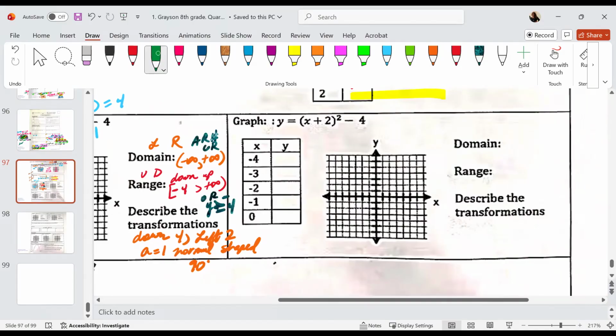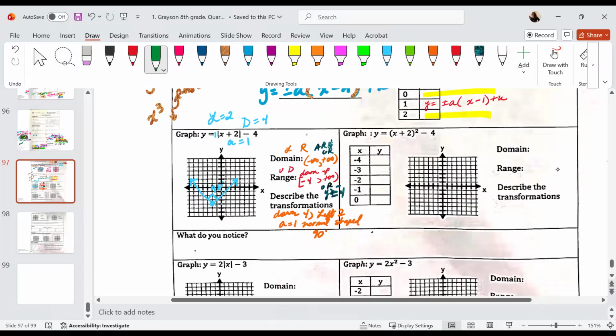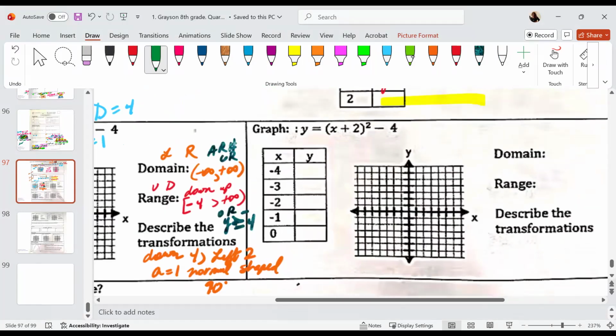Okay, let's take a look over here. Actually, I'm going to pause. I'm going to have you catch up first. Next part right here. Pay attention, please.